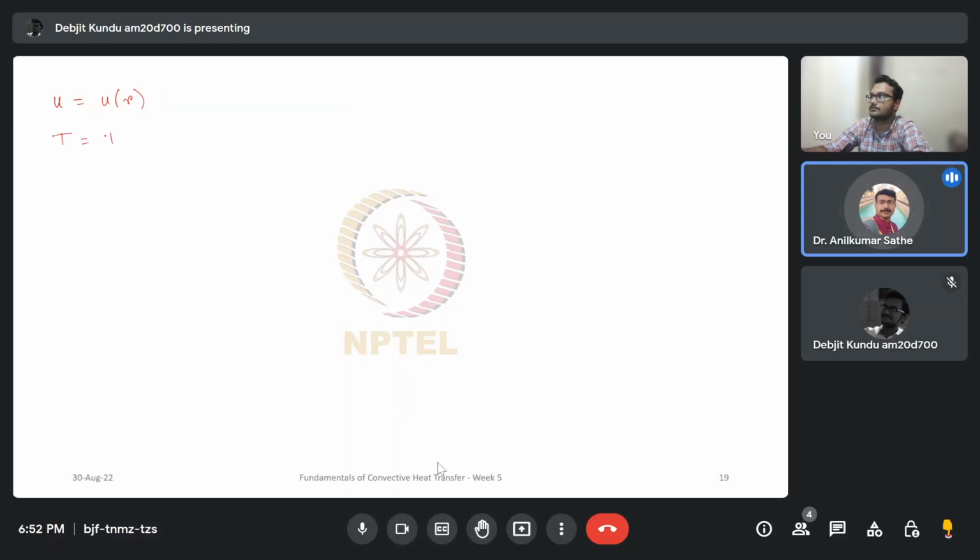So integration is coming from minus h to plus h, means from lower boundary to upper boundary. Let's take a general case. We know the profiles. We know u is some function of r and t is some function of r and x. So u is a function of y and r.